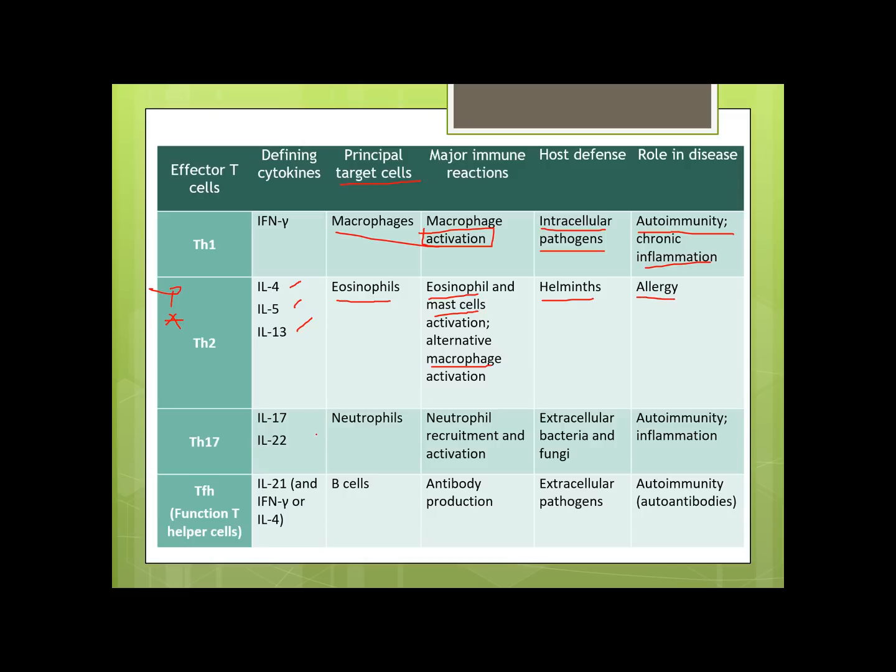Then we have your T helper 17, secretes interleukin 17 and 22. Target cell is neutrophil, responsible for recruitment and activation. Host defense against extracellular bacteria and fungi. Role in autoimmunity and inflammation. Then we have your follicular T helper cell, secretes interleukin 21 and interferon gamma or interleukin 4. The target cell is your B cell. Major immune reaction is antibody production. Host defense against extracellular pathogen. Role in disease, autoimmunity, specifically autoantibodies, which we will tackle, class, in module 10.